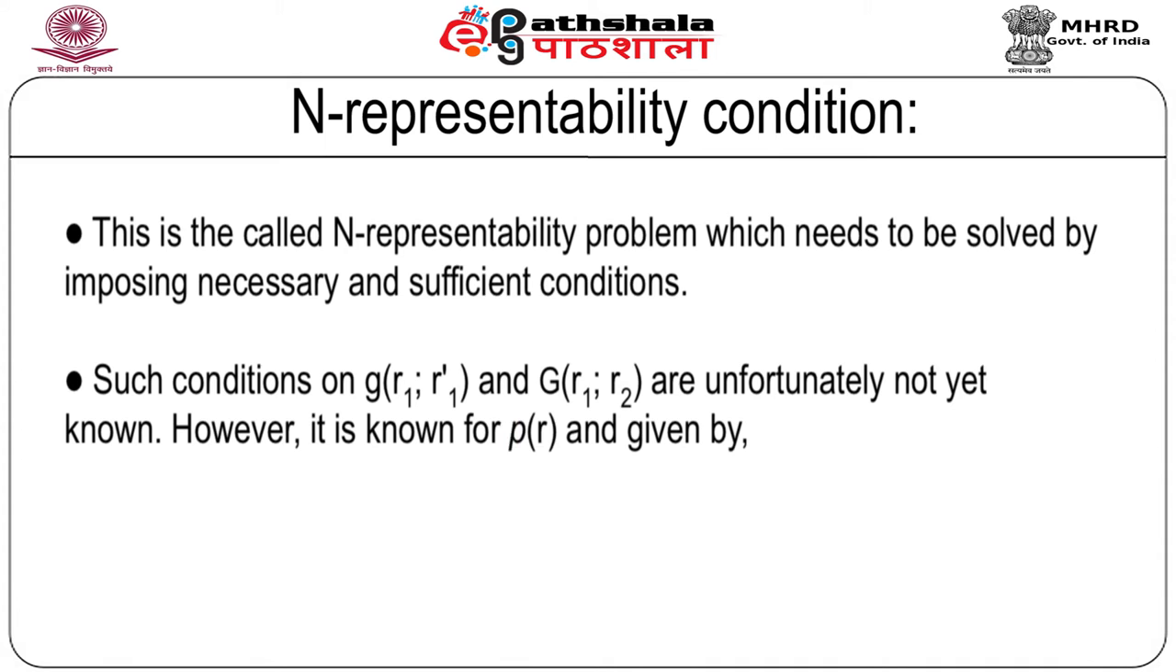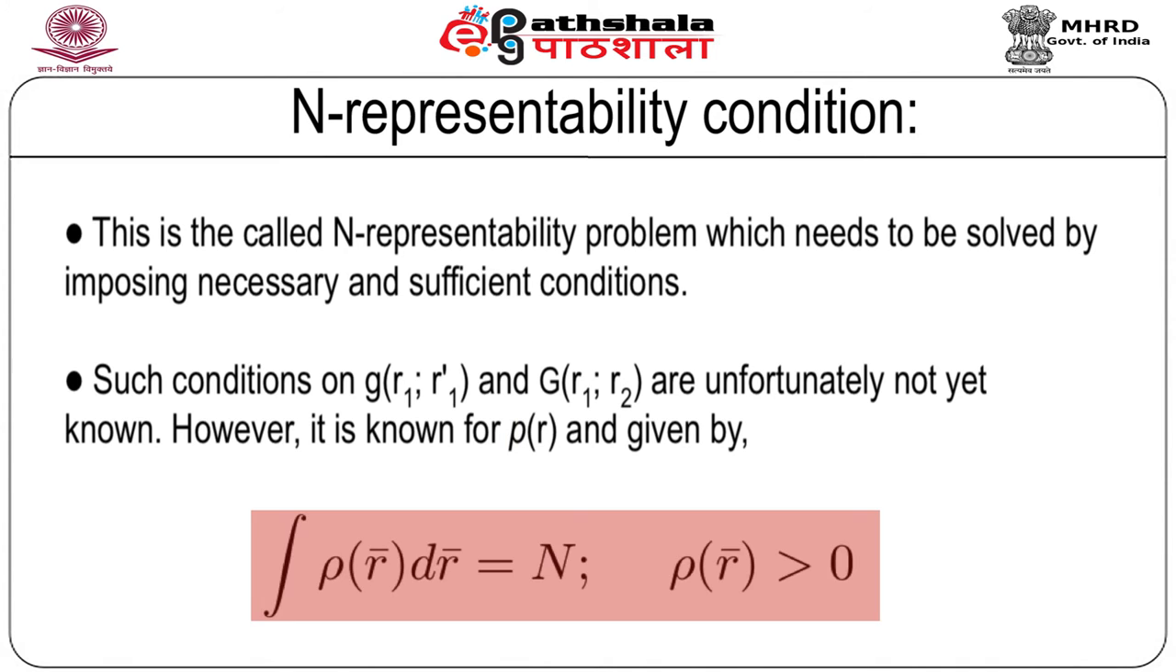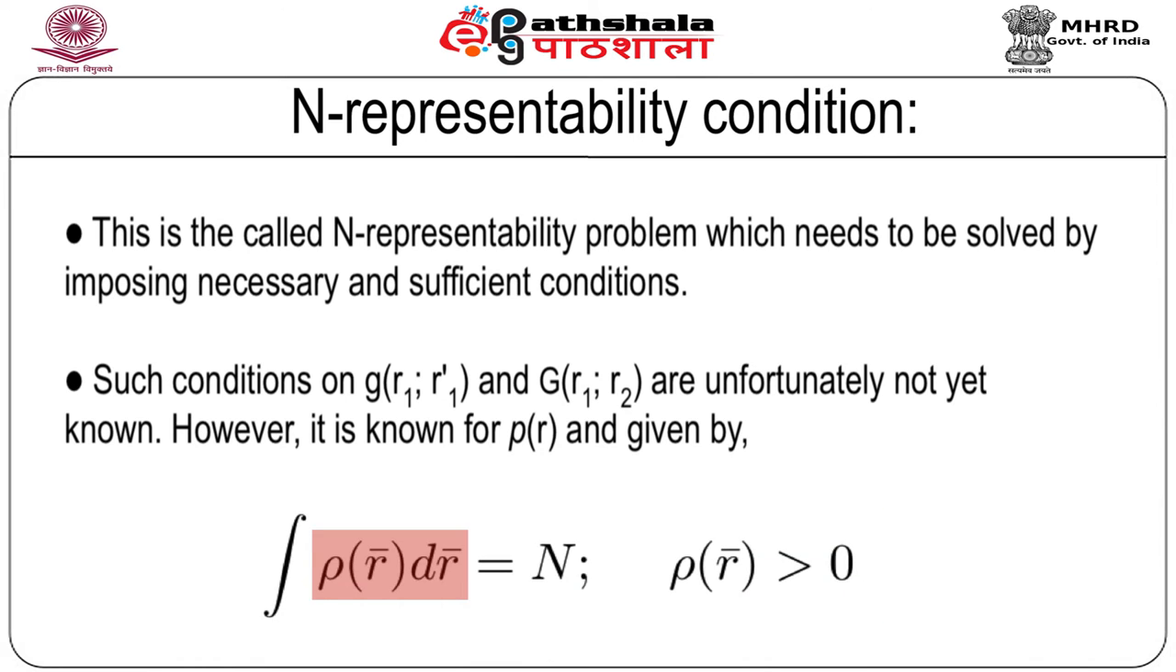However, it is known for rho and is given by the following two conditions: if you integrate rho of r over dr, that gives you the total number of electrons n, and rho is a positive definite quantity.